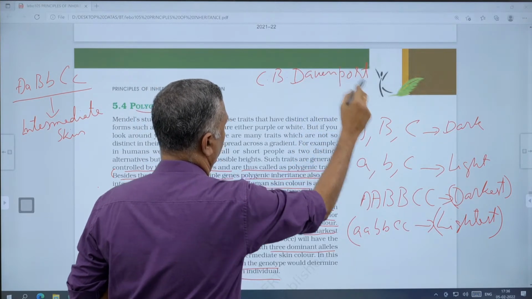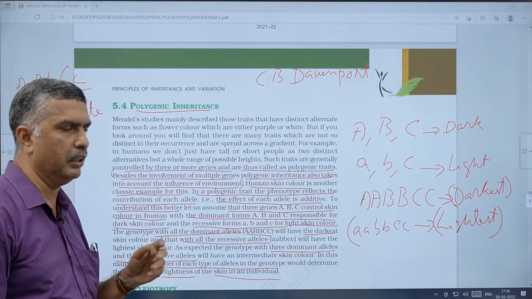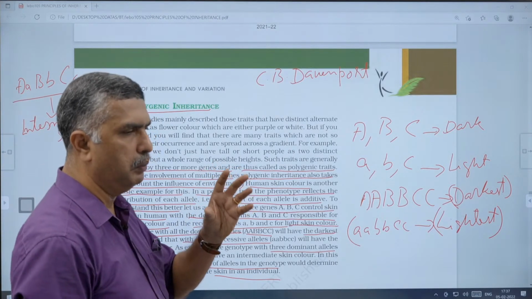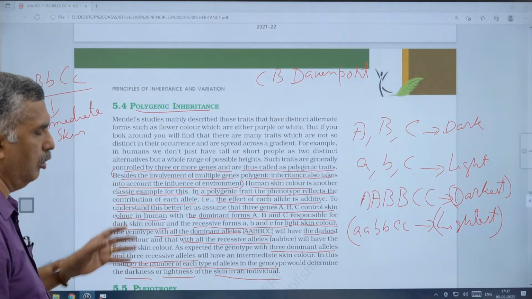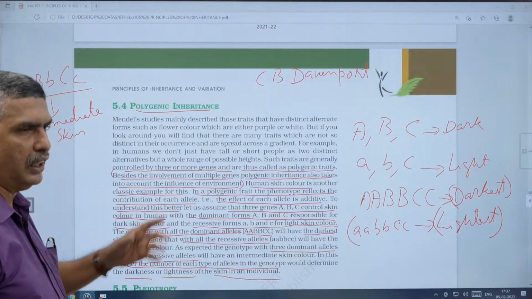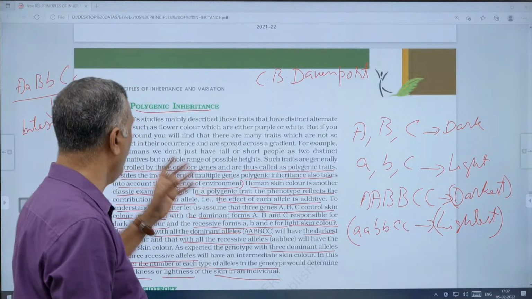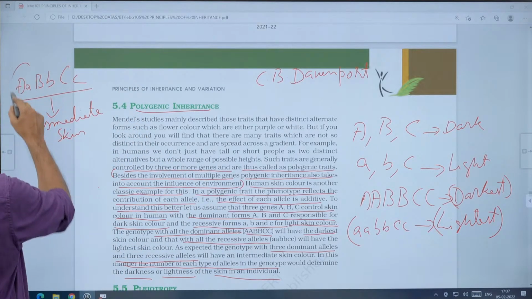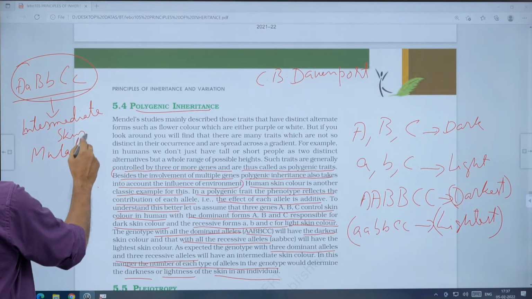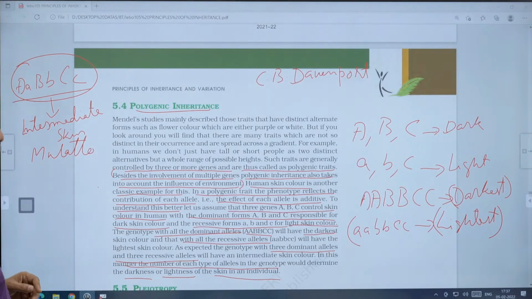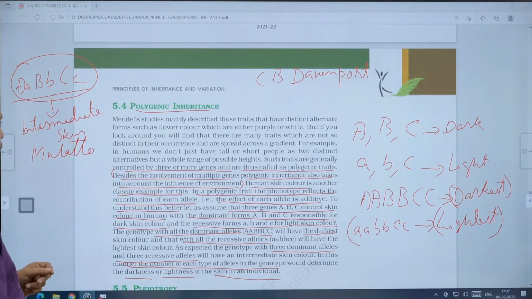He took two populations, Negroes from Jamaica and Caucasian, extremely white persons, and there was a cross, or marriage, between these Negroes and the Caucasians. The F1, that is the first generation, have intermediate skin color, and they are called mulattoes. The intermediate or hybrid ones are called mulattoes, and then a marriage between the mulattoes gives the F2.